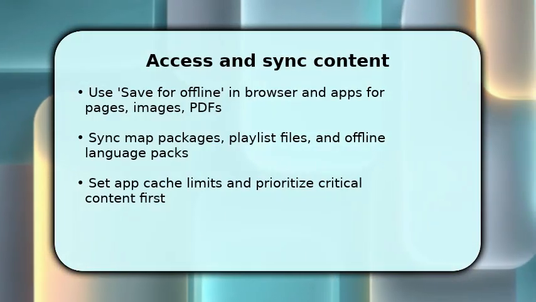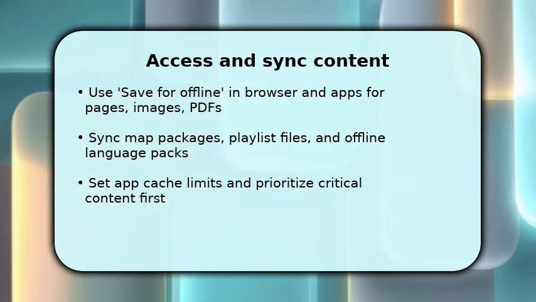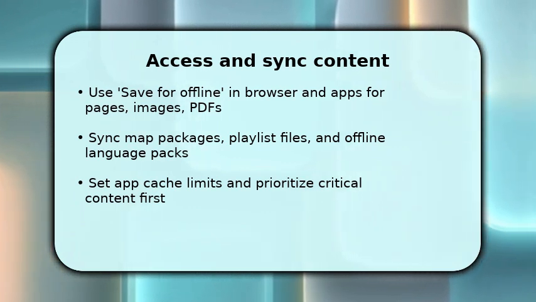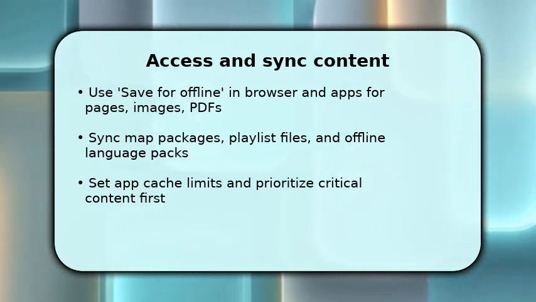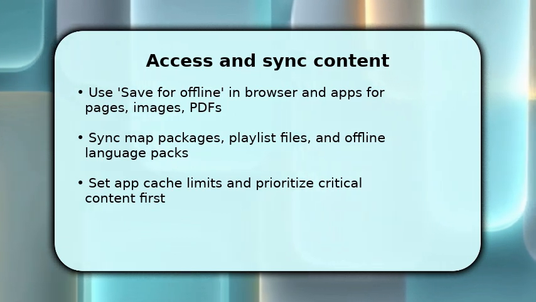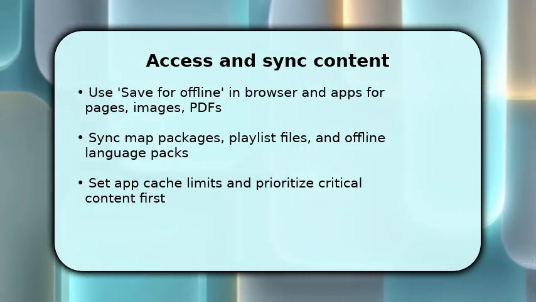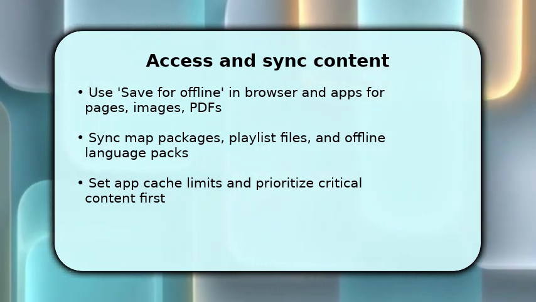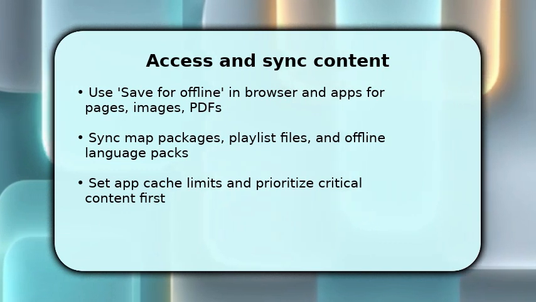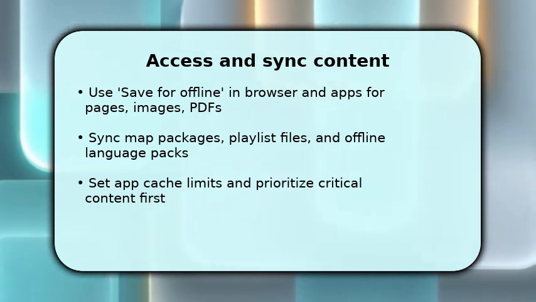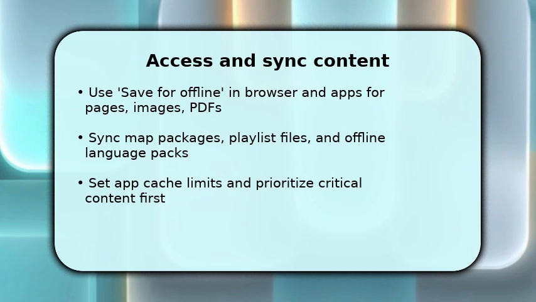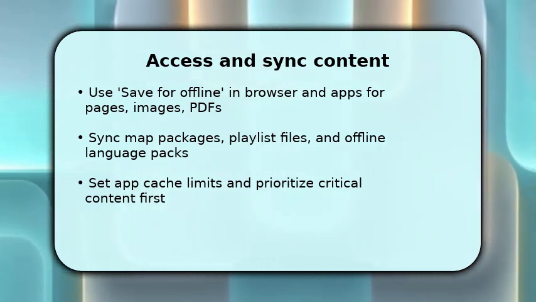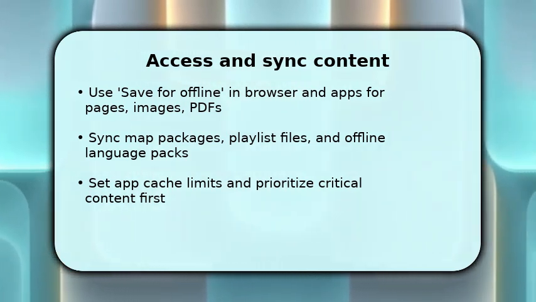Next, focus on syncing and organizing what you saved. Use your browser's Save for Offline and your podcast or music app's download feature to build playlists and reading queues. Sync map packages for the regions you need and add language packs if required. Organize files into folders named by topic or trip so retrieval is quick. Once done, set cache limits in apps to avoid automatic purges. Make sure critical material is marked Keep so it remains when storage tightens.